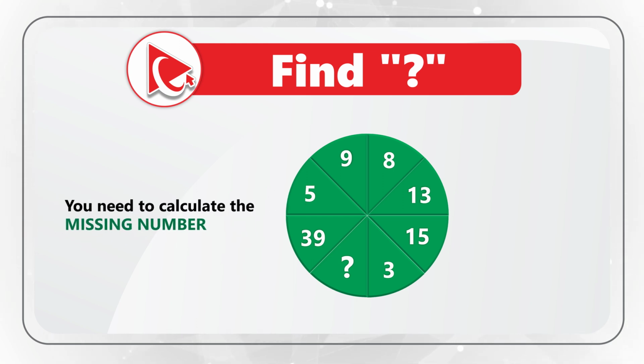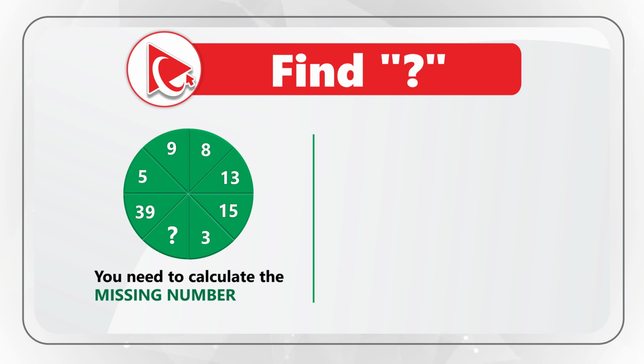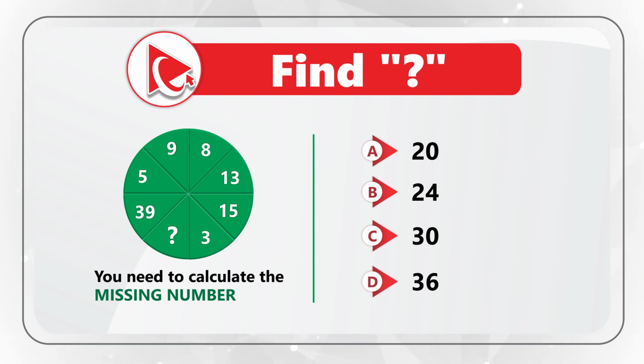missing number. If we start with the 8 o'clock, the numbers that are present are 39, 5, 9, 8, 13, 15, 3, and then comes the missing number. You need to calculate the missing number out of 4 possible choices. Choice A, 20, choice B, 24, choice C, 30, and choice D, 36.